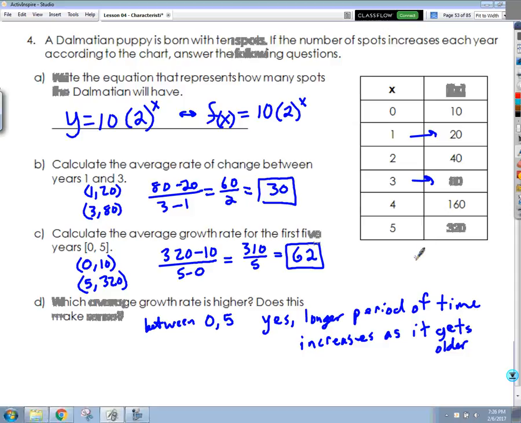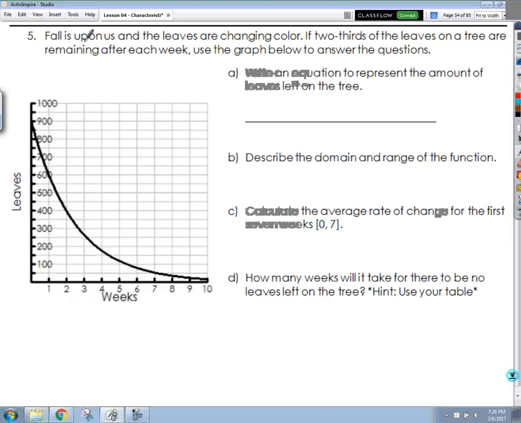Number 5. Fall is upon us, and the leaves are changing colors. If 2/3 of the leaves on a tree are remaining after each week, use the graph below to answer the questions. So y equals, looks like our starting point is 900. And it says it's decreasing by 2/3. And you raise all that to the x power. Again, I want y'all to get used to this, so it could say f of x equals 900 times (2/3) all raised to the x.